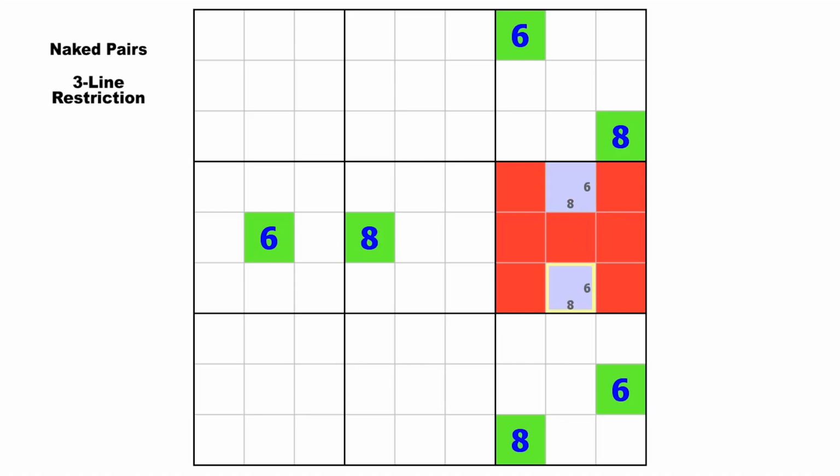So that is a naked pair. One of those cells must be solved for 6, and the other must be solved for 8. 2 identical bi-value cells that lie in the same house. And this time, because we have a 3-line restriction, we don't need any additional digit to block one of the cells to make this happen like we did with the 2-line restriction. The 3 lines are enough all by themselves.